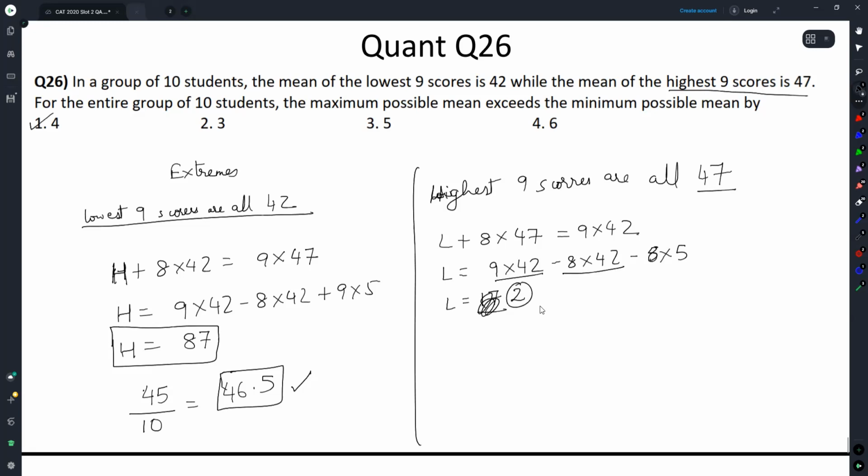9 into 42 minus 8 into 42. So this is minus this. As in minus 40. 42 minus 40 is 2. Lowest is 2. Cool. So this person is bringing in a deficit of 45 divided by 10. So 45 divided by 10 will get me to 4.5 lower, or 42.5. The average in this instant will be 42.5. The difference between the two averages is 4. So answer will be option 1, 4.